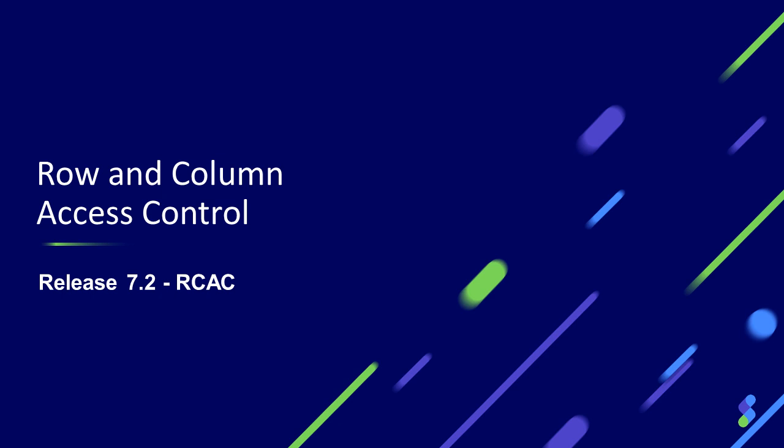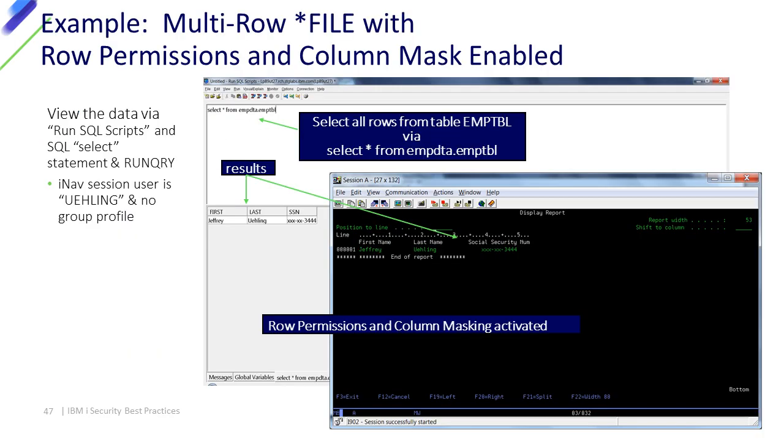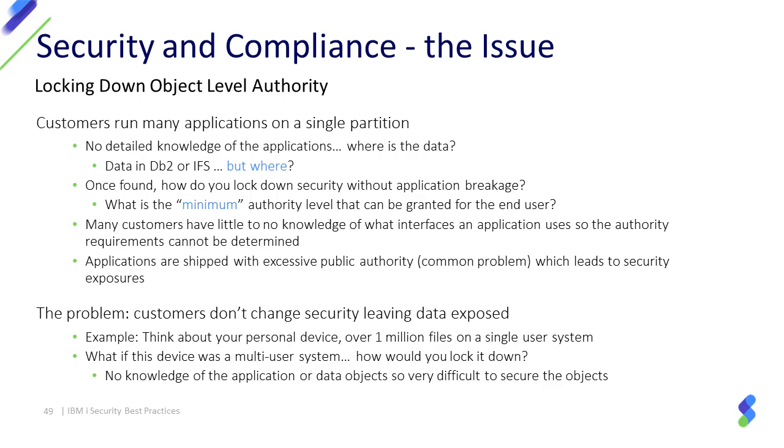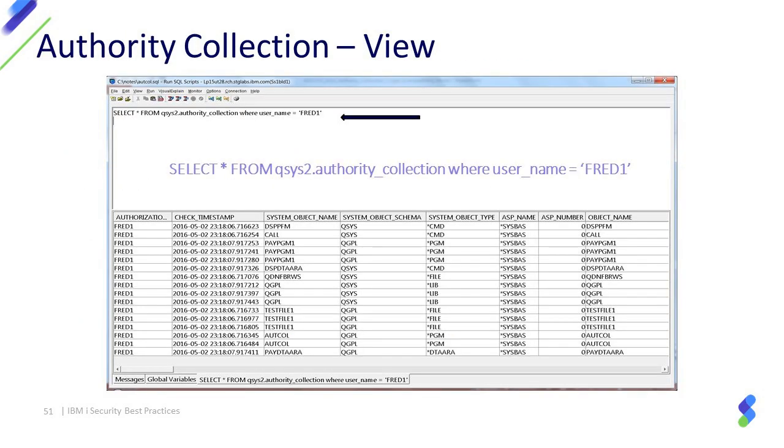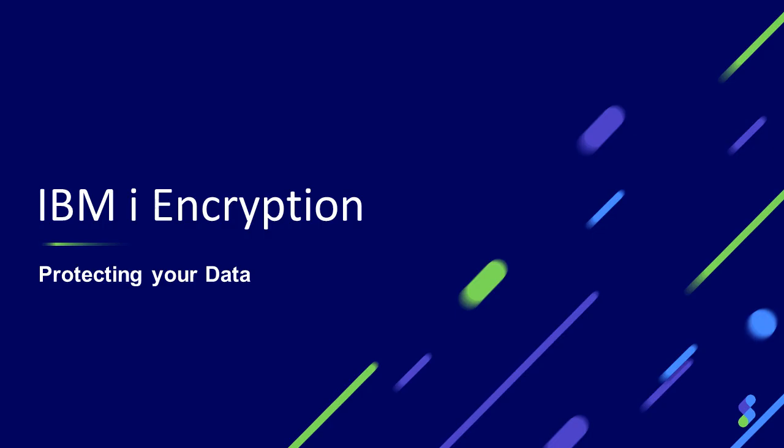Okay, so we're going to skip row and column level access control today, and we're going to skip authority collection today as well. I will definitely get a presentation for both of those coming up at some point. I want to talk a little bit about encryption.